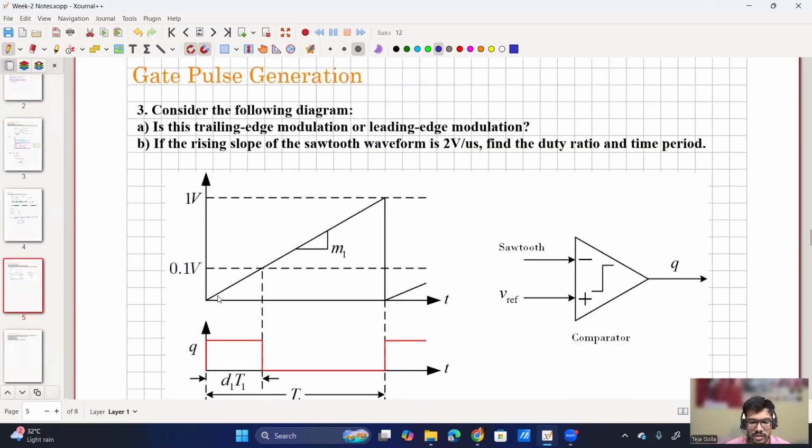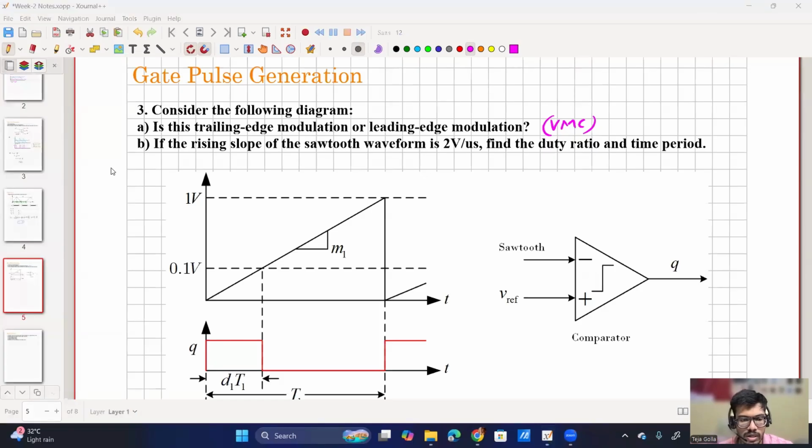So can you guess? Voltage mode, right? Yeah. Whether it is trailing edge or leading edge, you have to see whether the sawtooth is trailing or leading. It is trailing, right? Trailing edge. Okay, if you have confusion, I'll again show what we have discussed.